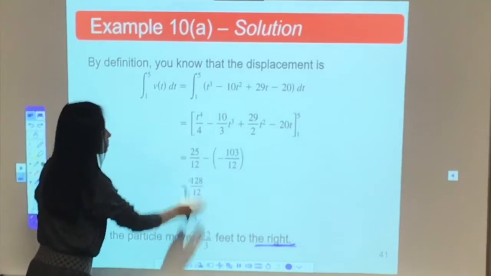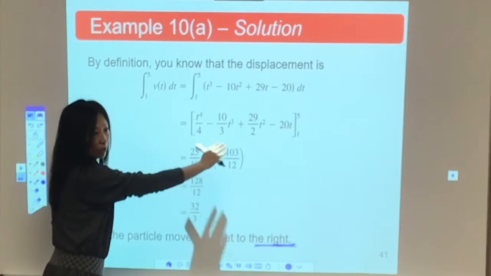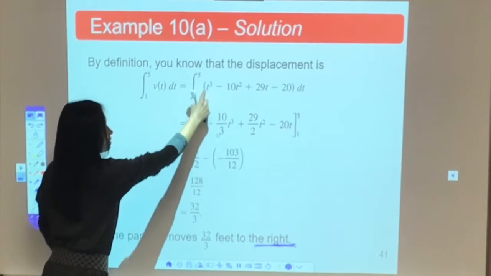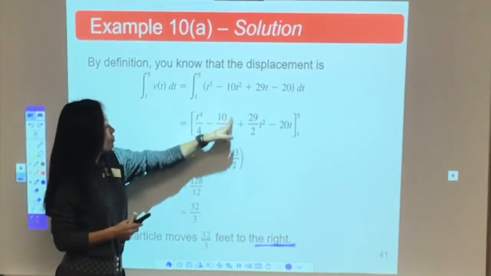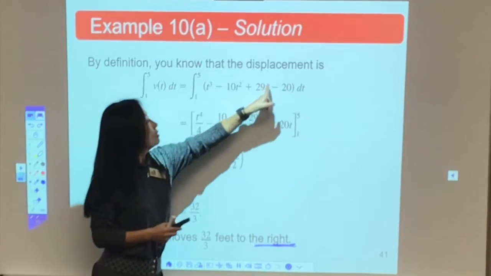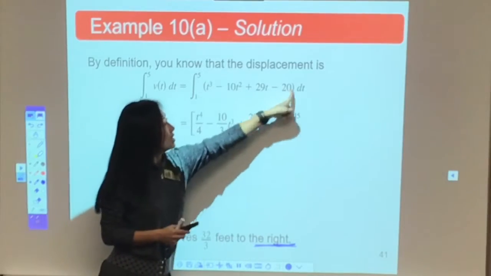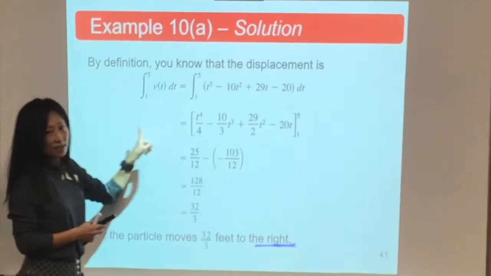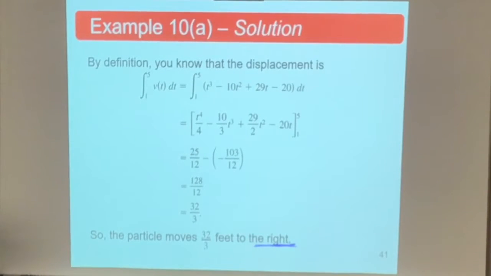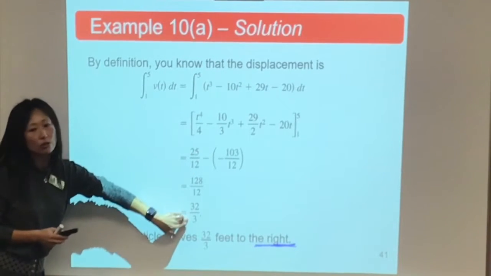I skip all these steps because I believe you need to practice this. Are you with me? Take the antiderivative from here. Everybody see that? t to the 3 becomes a 4, second becomes a 3, 1 becomes a 2, nothing becomes a 1. Does everybody see that? All right, practice that. Maybe they simplified at the bottom. Yeah, 128 divided by 12 is the same as 32 over 3.